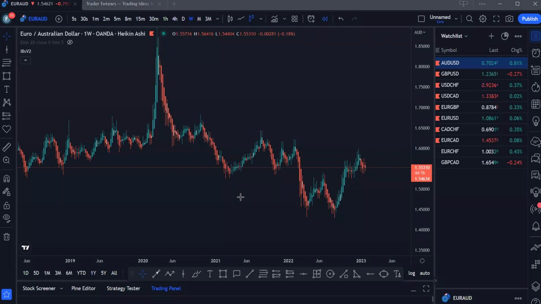Ambrose is asking, why are your candlesticks with two different colors? Okay, so because I'm using something called, I've even forgotten the name itself. So let me just remove it.